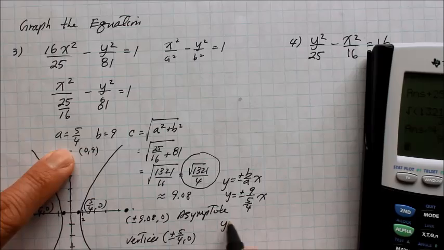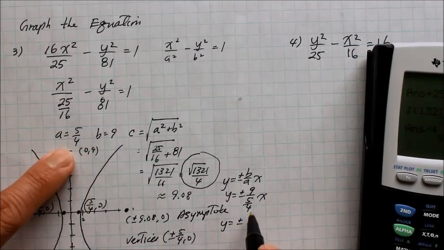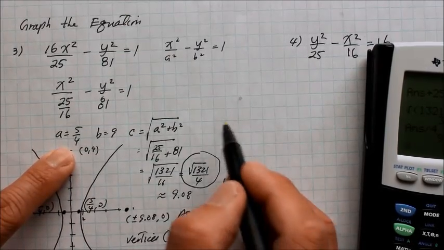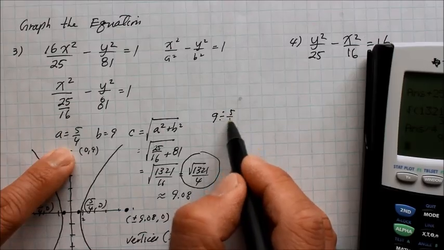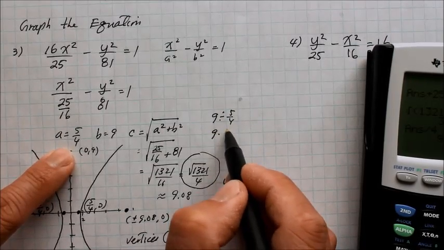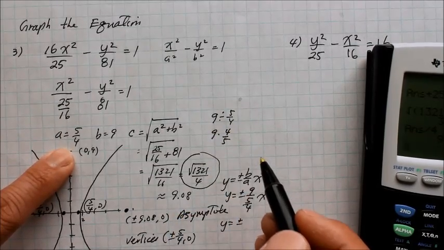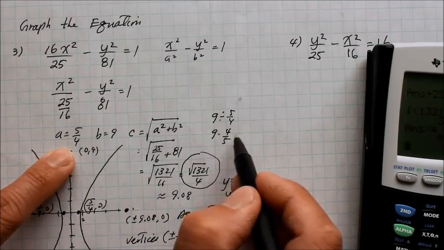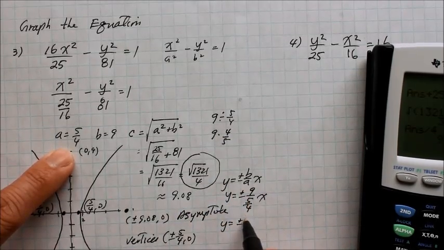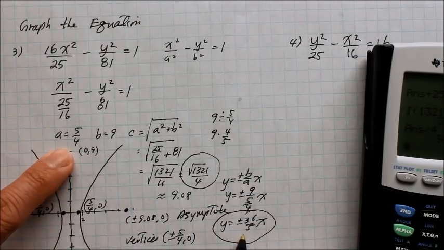So if I rewrite that, it becomes plus or minus, well, let's see, 9 divided by 5 over 4. So that becomes 9 times 4 over 5, right? Multiply the numerators, that's going to be 36 over 5x. And that's going to be my function form for the asymptote.